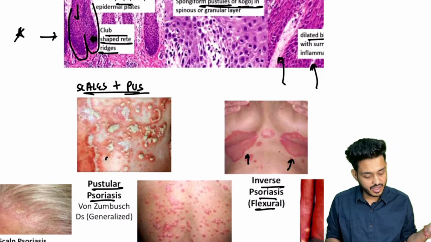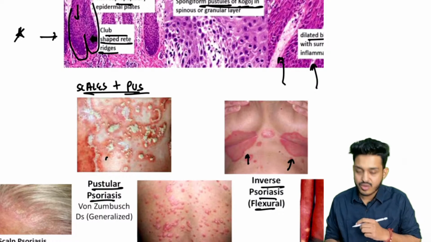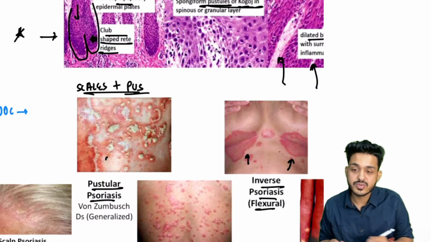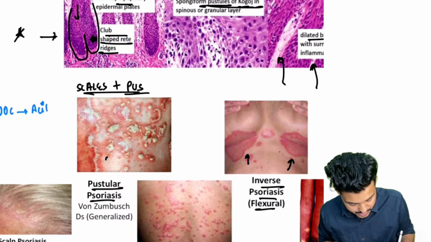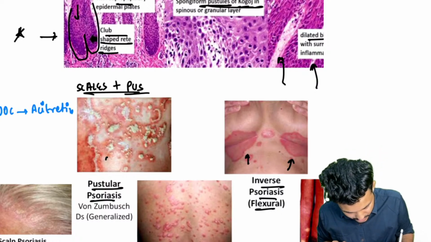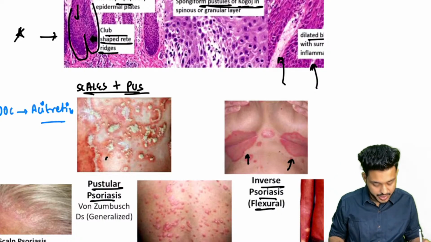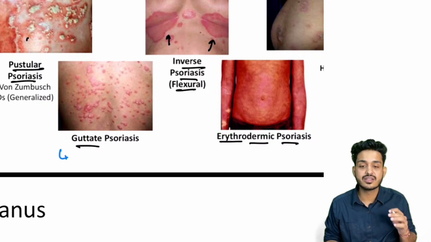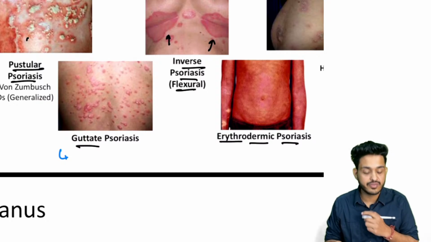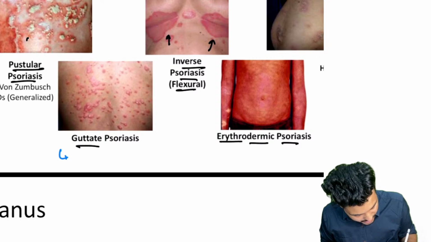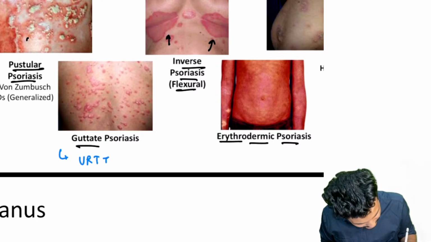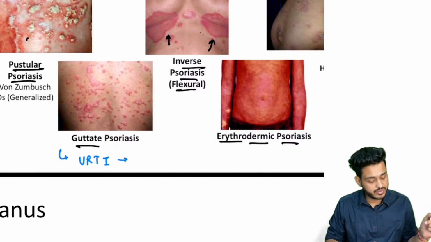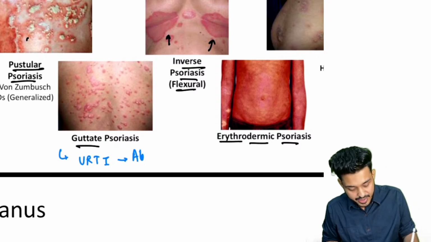We can remember the drugs also. Just write down, for pustular psoriasis the drug of choice would be acitretin. The drug of choice for pustular psoriasis would be acitretin. Okay, in guttate psoriasis, remember guys, guttate psoriasis is after upper respiratory tract infection. Okay, it is generally associated with upper respiratory tract infection. So how we will treat the URTI, that would be your antibiotics. We can use antibiotics here.